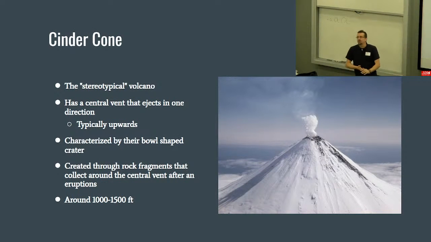All right. So let's talk about cinder cone volcanoes. There are three types of volcanoes, and we're going to start with this one. This is the one where when you're a kid, you want to draw a volcano. You just draw a typical sloped mountain, and then it's got a little bowl at the top. They call it a cinder cone because a lot of the rocks that form at the top in the bowl look kind of like cinders, or tend to be rough or porous. These typically are not very tall, usually about 1,000 to 1,500 feet. And here you see a nice picture of one.